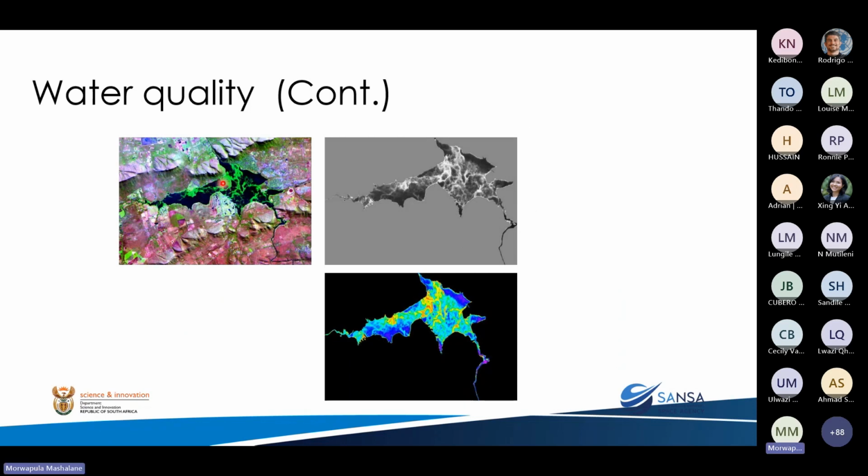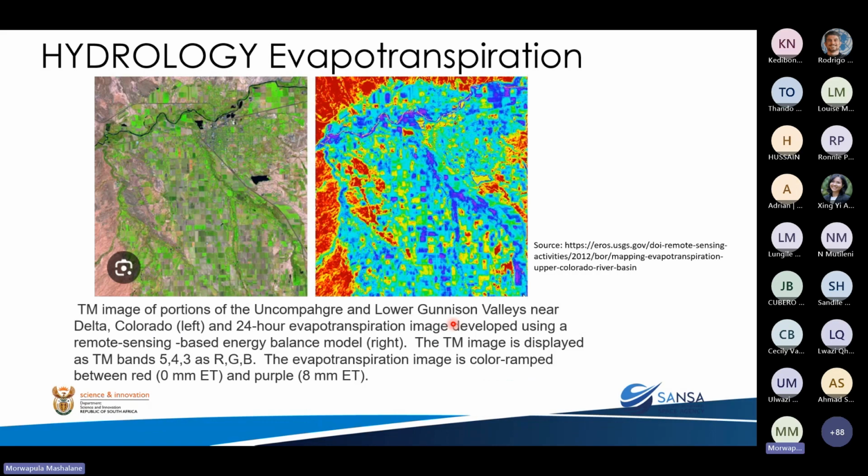Then on your left, you see that this is just a normal satellite image. And then this is the NDVI, which shows the intensity of the algae in the dam. And then we have what we call evapotranspiration, which is basically the loss of water to the atmosphere through evaporation and transpiration from vegetation, which is also affected by temperature.